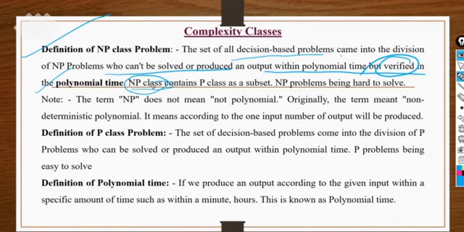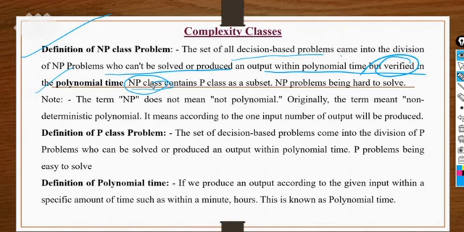NP class problems are those problems whose output cannot be found within polynomial time, but can be verified. As we have already seen with the non-deterministic searching algorithm, we cannot find the exact solution, but we can verify that it will do the work perfectly if it executes. If we know how the choice function is working, then we can get order of one time complexity, and we can solve it in less time.